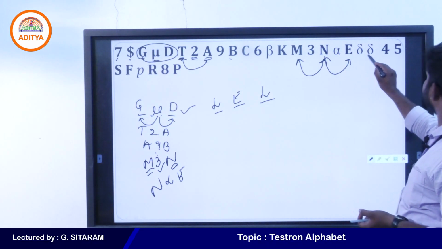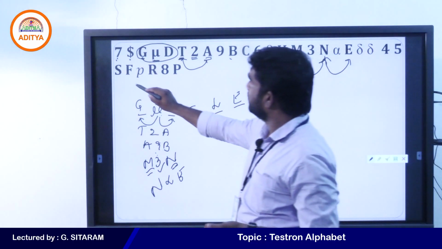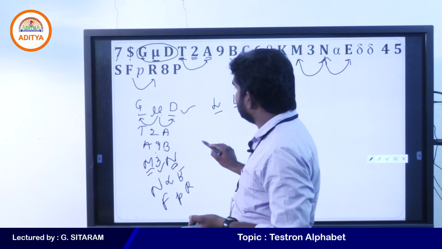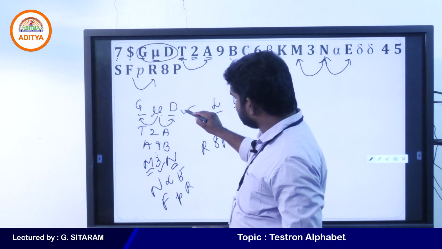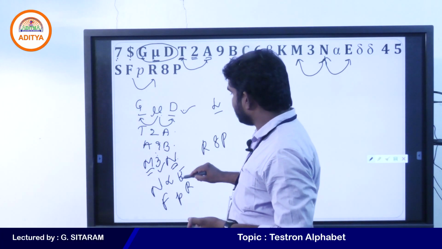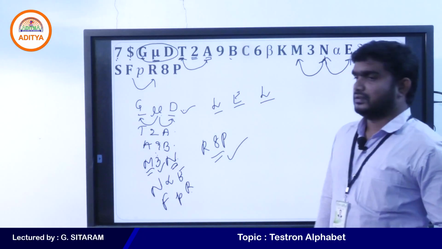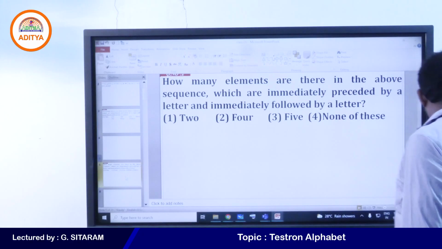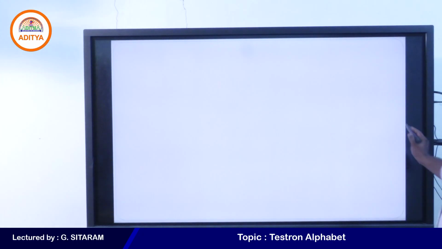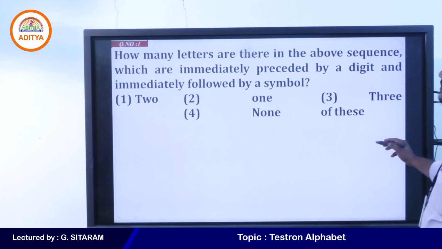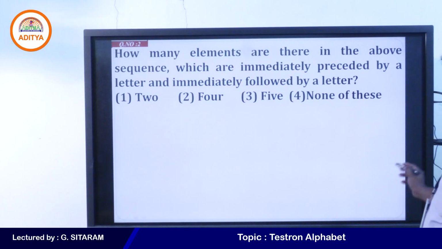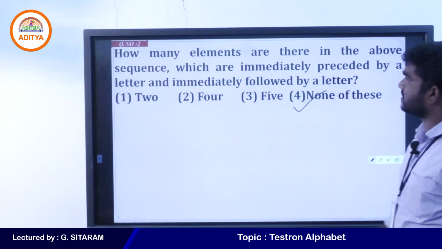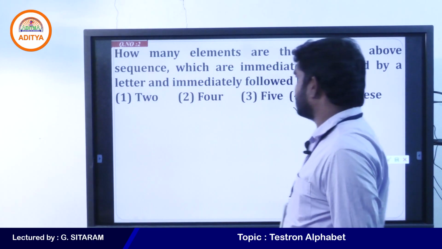How many such pairs are there? 4, 5. F, this is the symbol of P and R. R8P. So more than 5 are there. 1, 2, 3, 4, 5, 6. 6 elements are there. 7 is not there. Then which value do you have to take? None of these is your answer. Okay, right then.